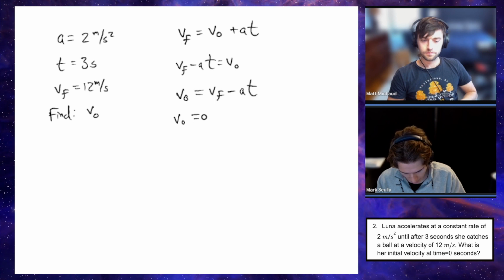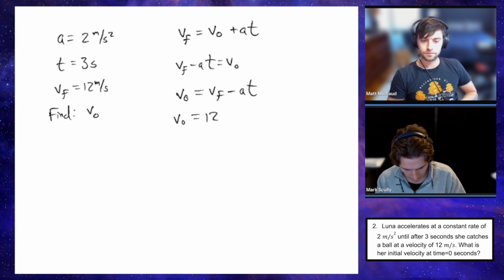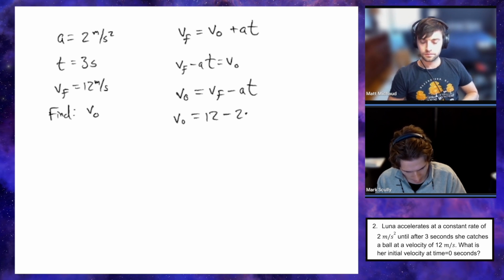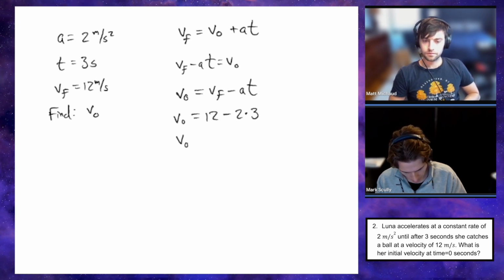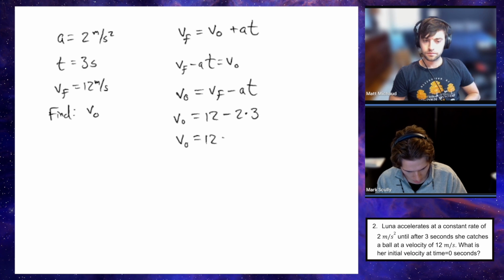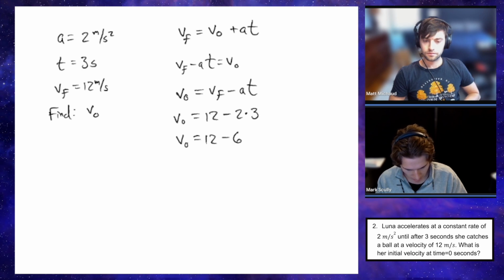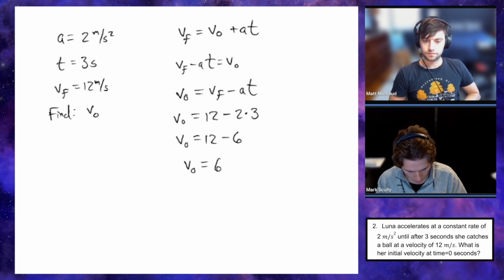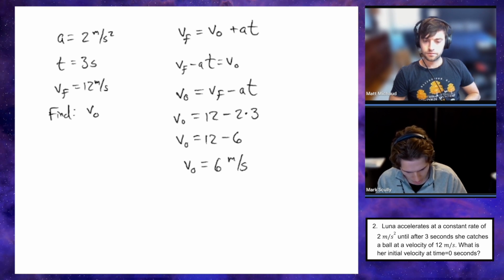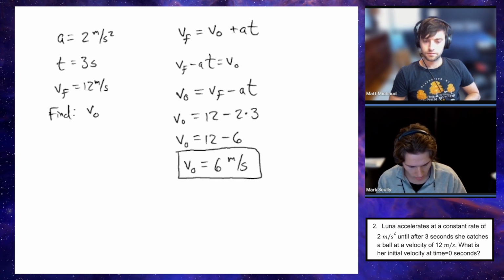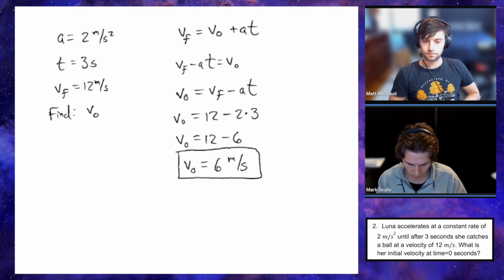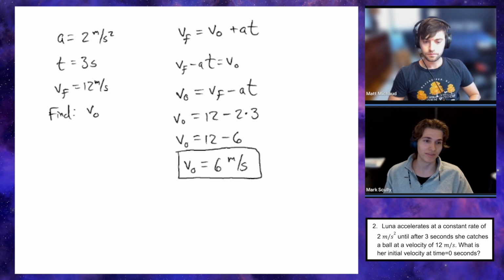So we have the final velocity is 12 meters per second minus 2 meters per second squared times 3. Simplify that. We have 12, and 2 times 3 is 6, so we have 12 minus 6, which gives us our initial velocity of 6 meters per second. We always want to include the units, meters per second, whenever it's a velocity we're solving for. All right, let's keep going.